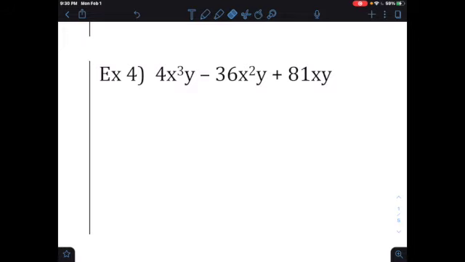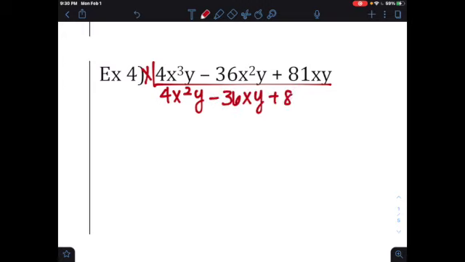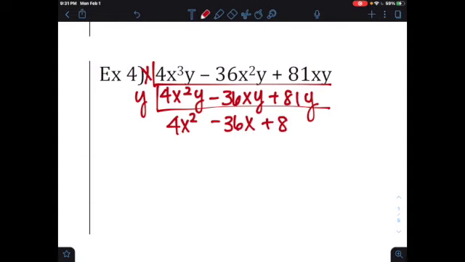If you look at things in common, I'm going to start with x in common. So I'm going to pull out x, and that means 4x squared y minus 36xy plus 81y. Then I notice there's a y in common. I'm going to say 4x squared minus 36x plus 81. And so now I have an xy out in the front. I have 4x squared minus 36x plus 81 to factor.